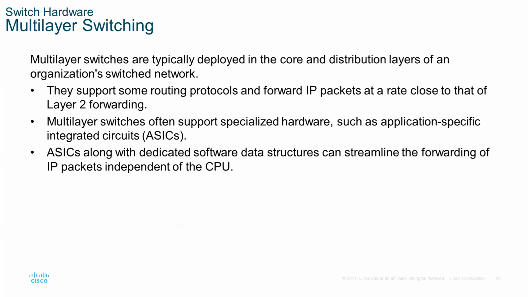Now, moving on to multi-layer switching. We need to know when to keep it at layer 2 forwarding and when to provide routing protocols to forward our packets. Because at some point, it becomes more profitable for us to be routing packets rather than switching frames. So this is where we need to look at our application-specific requirements.